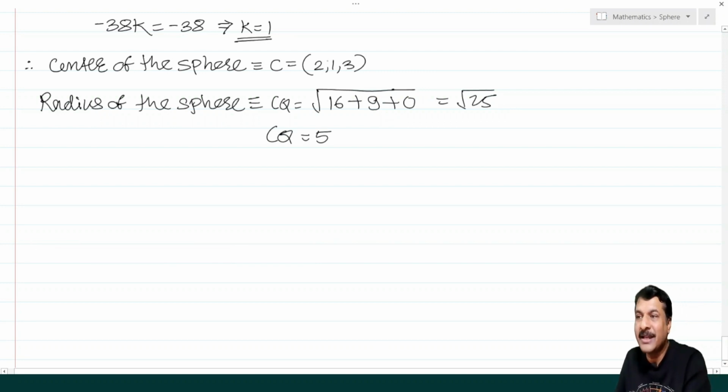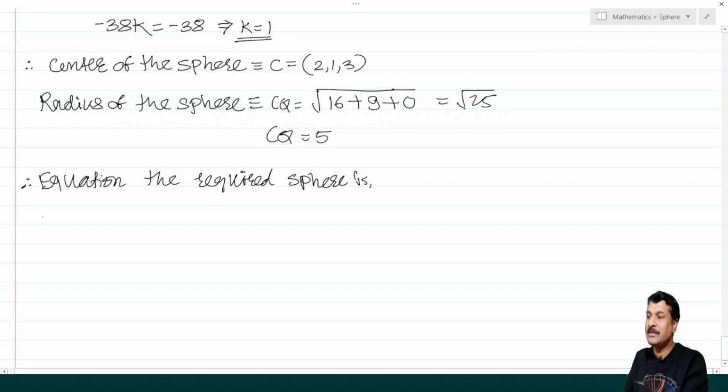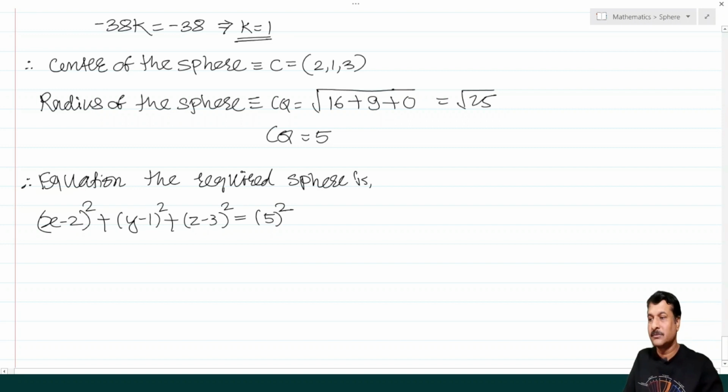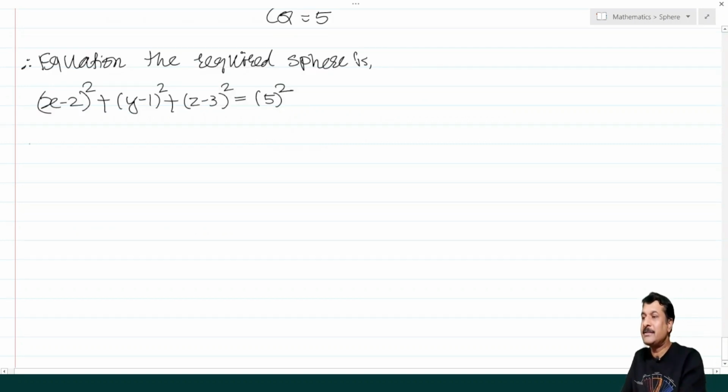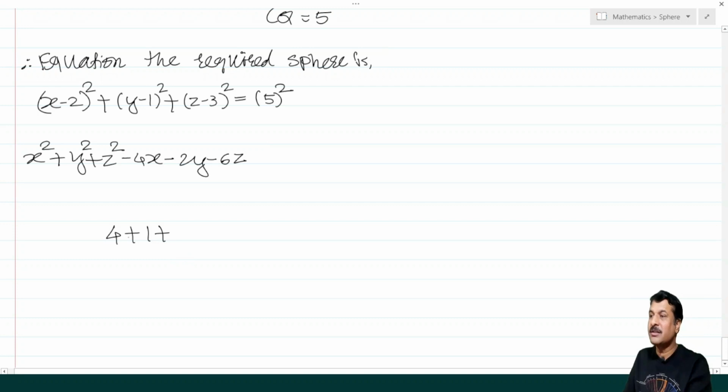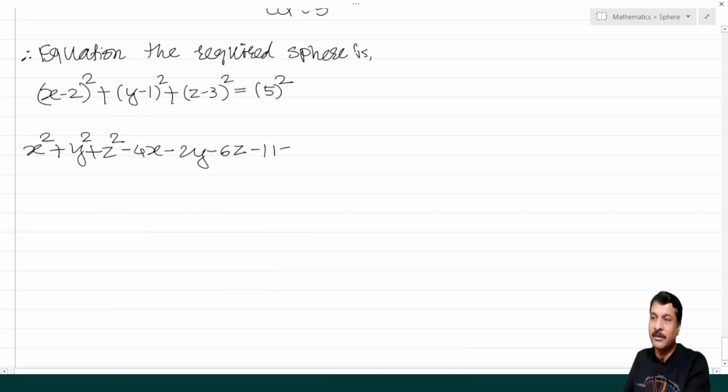Once we have the center and radius of this sphere, we can find the equation of this sphere. The required sphere is (x-2) whole square plus (y-1) whole square plus (z-3) whole square equals radius square, that is 5 square. Solve this one. So I am getting x square plus y square plus z square minus 4x minus 2y minus 6z, and the constant term is 4 plus 1 plus 9 minus 25, which is minus 11, equal to 0. This is the required equation of this sphere.